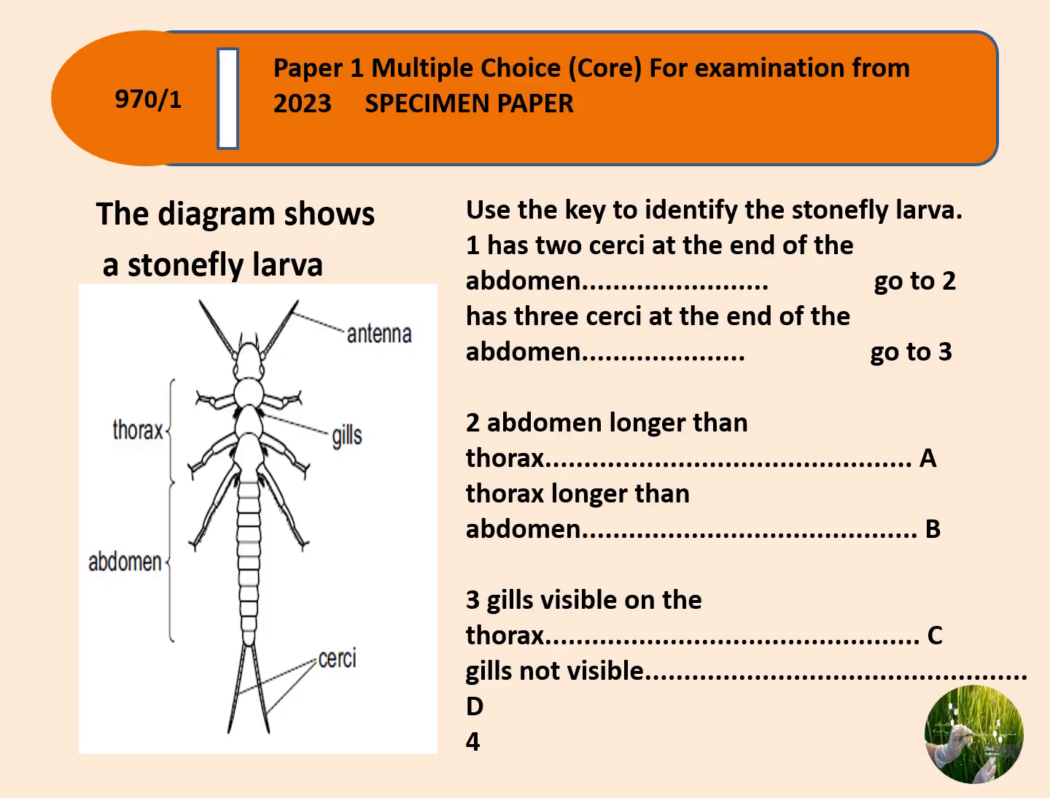Then next step is abdomen longer than thorax. Then it is identified as A. Now in this case, you can see the abdomen is longer than the thorax. So therefore, the correct answer is A.